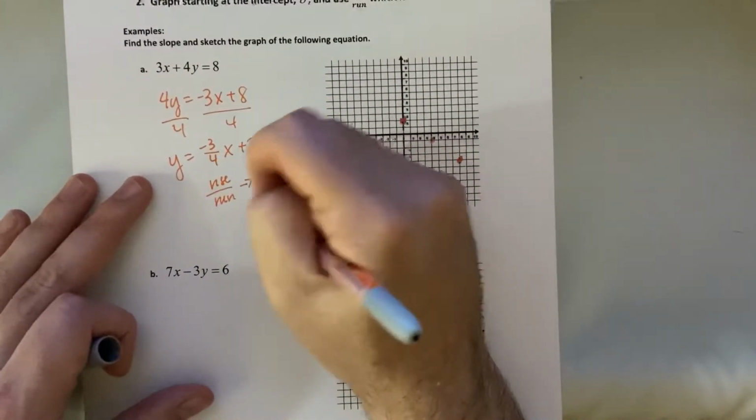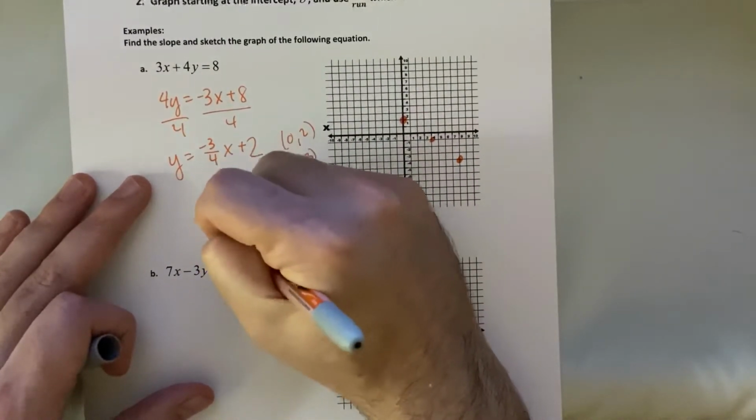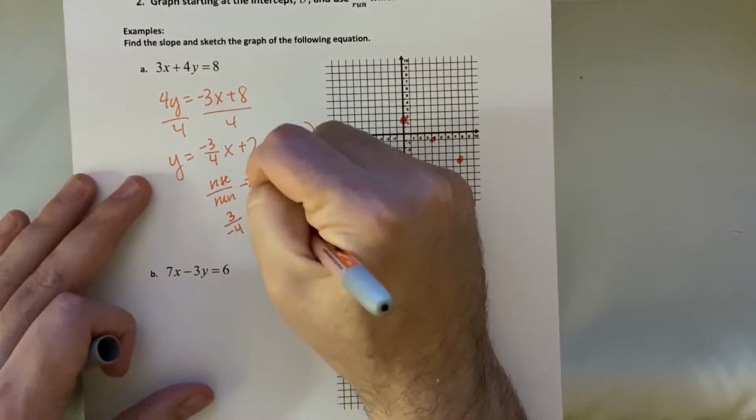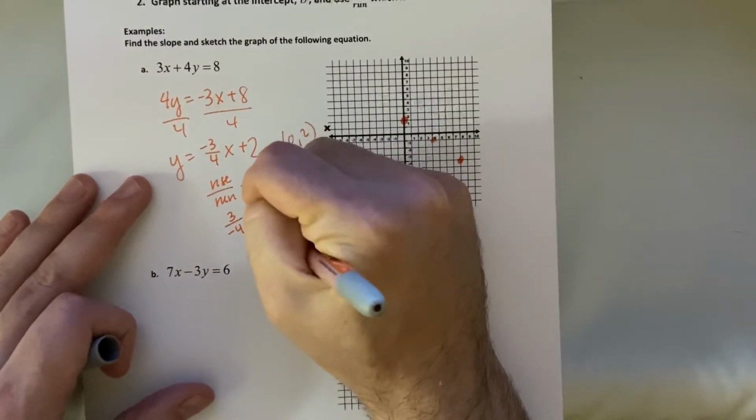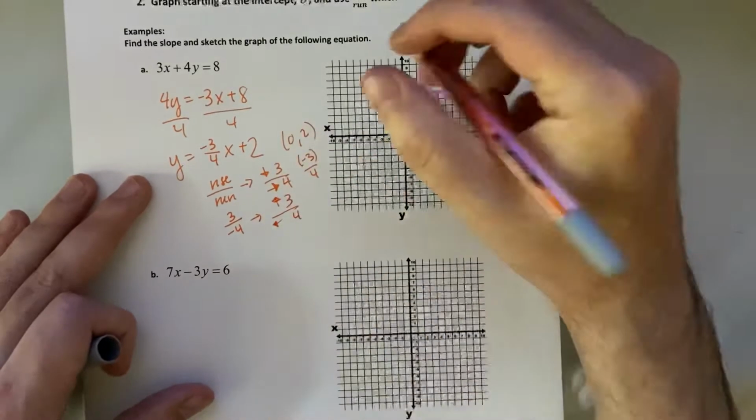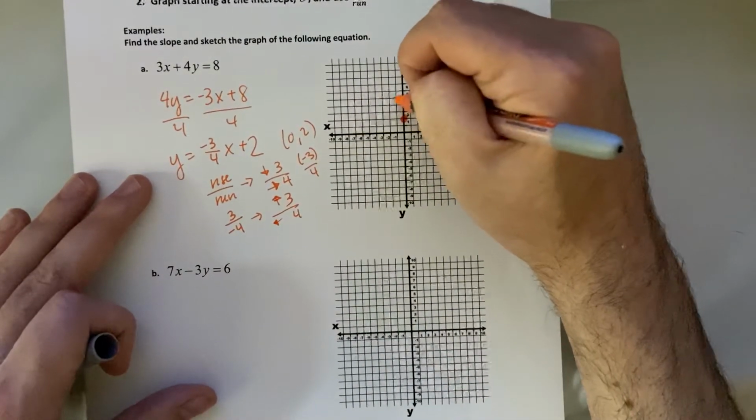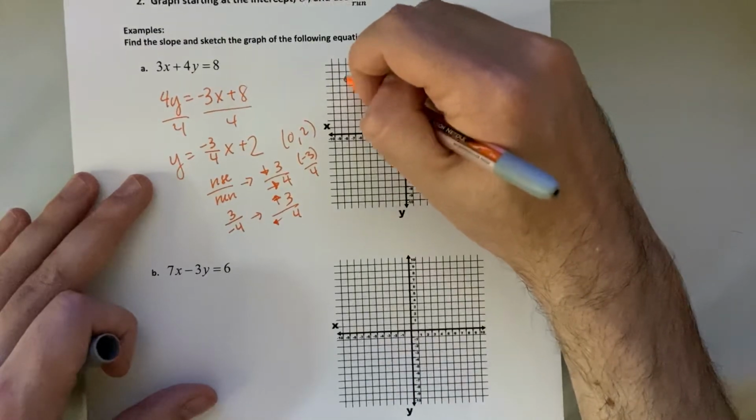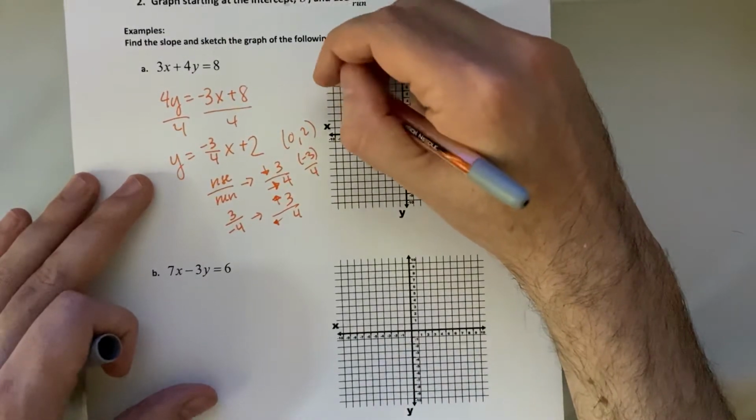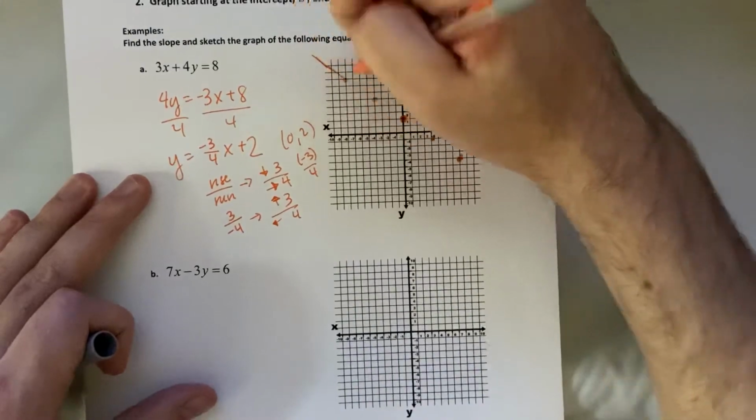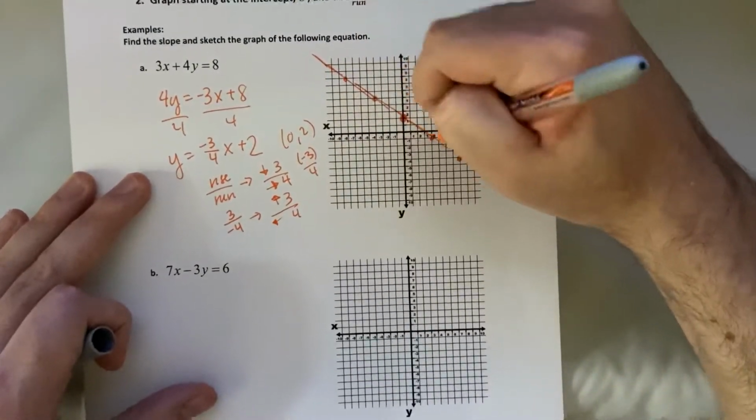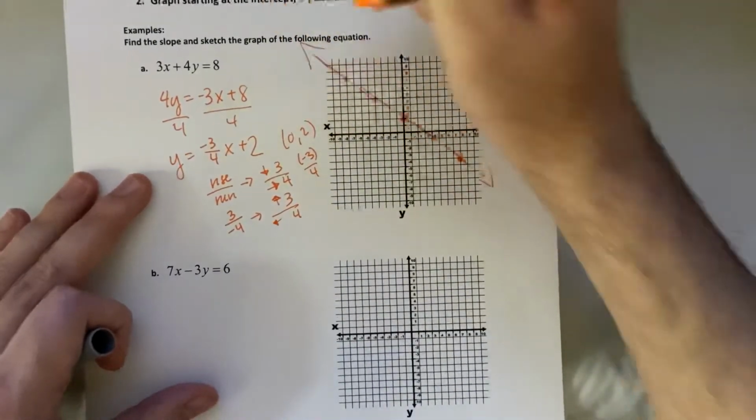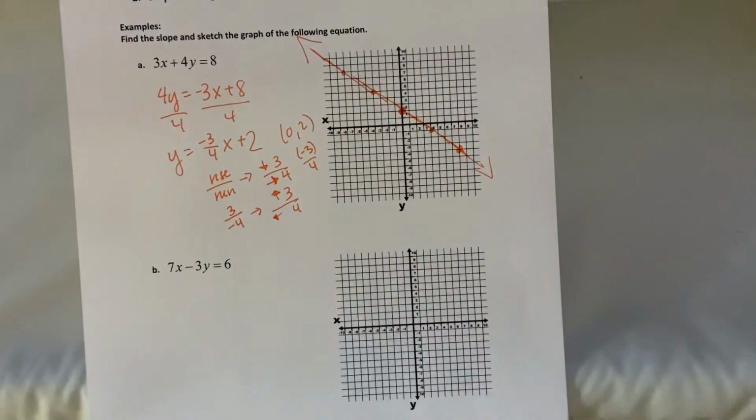But if you say this is 3 over negative 4 instead, that represents up 3 and to the left 4. That'll give you points on the other side. So you draw your line, do your points, and that's it. Let's try it again.